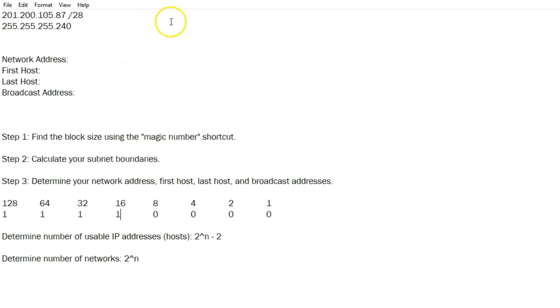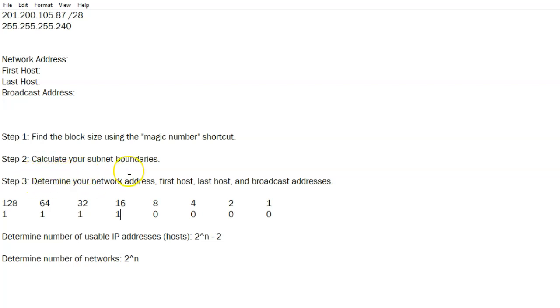Starting at 0, I will have the 201.200.105.0 network. Then I will have the 201.200.105.16 network. Then the 201.200.105.32 network, etc. So, we have found our block size and our magic number. From that, we were able to determine what our subnet boundaries are.